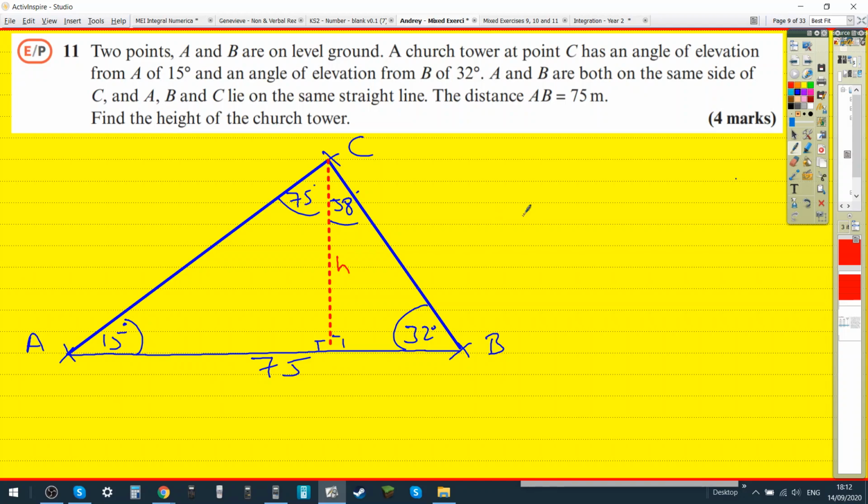So should I do sine rule? Yep. And so would that be 100? No, sine 133 over 75 equals sine 32 over x. Yep. And then just put that into my calculator. Mm-hmm.